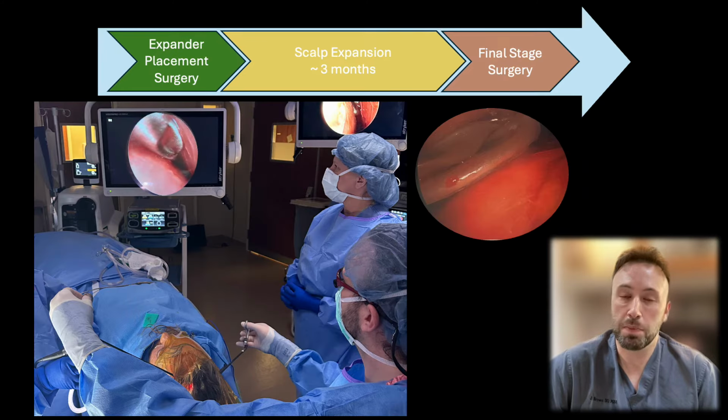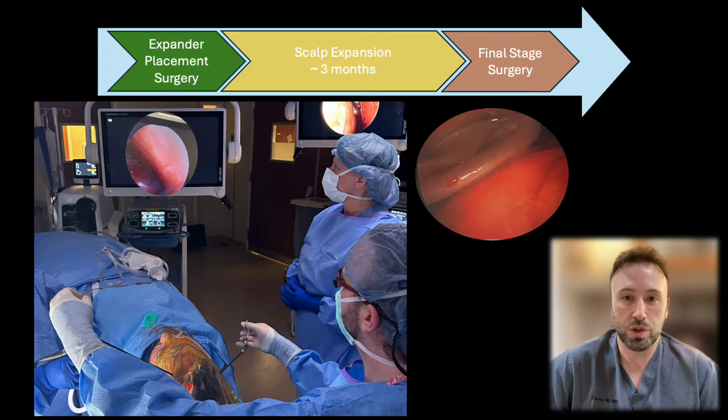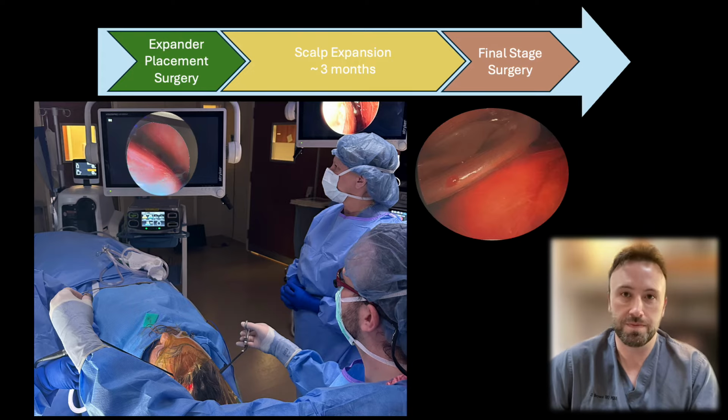During the expander placement surgery, a tissue expander is placed beneath the hair-bearing scalp. In my practice, I use a minimally invasive technique in order to place the empty tissue expander using a few small incisions placed far away from the area of expansion. This allows me to reduce the risks that may be commonly associated with scalp expansion.